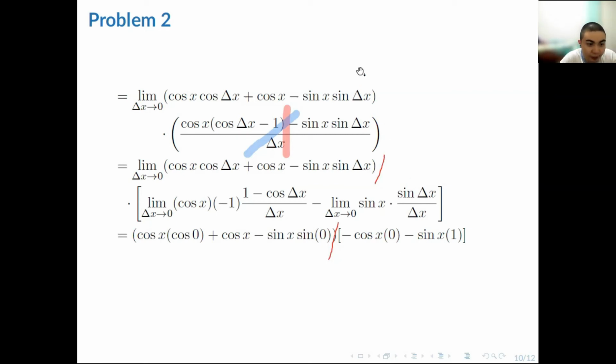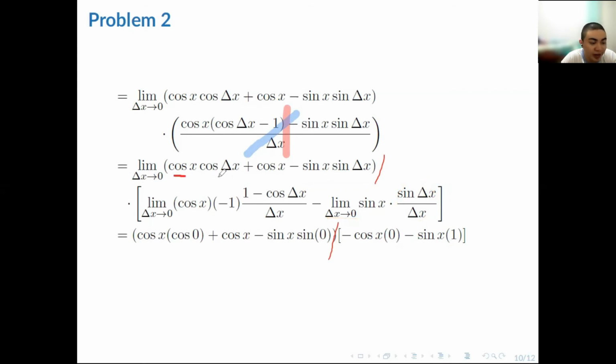So for this one, we have negative cosine x times 0. Nanggaling siya dito, negative cosine x, tapos ito 0. Tapos, minus sine x, ito siya. Then, yung limit nito as delta x approaches 0 is 1.